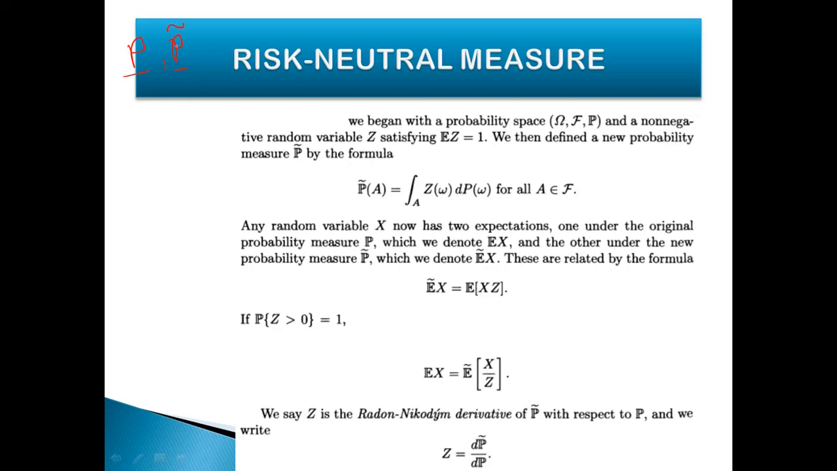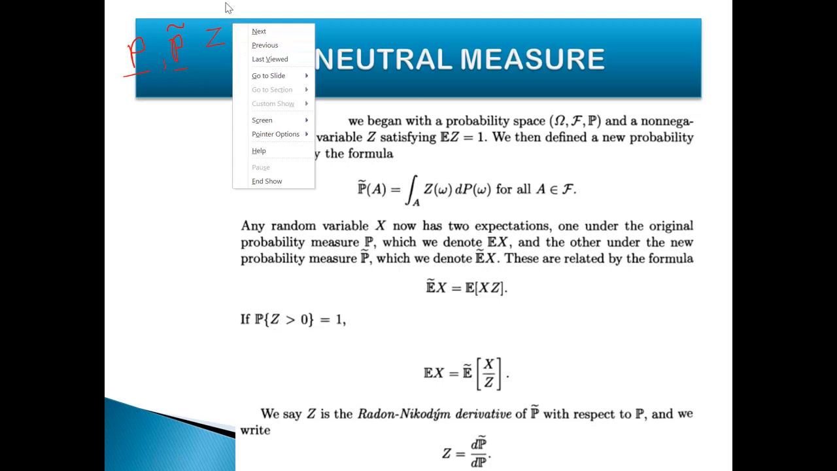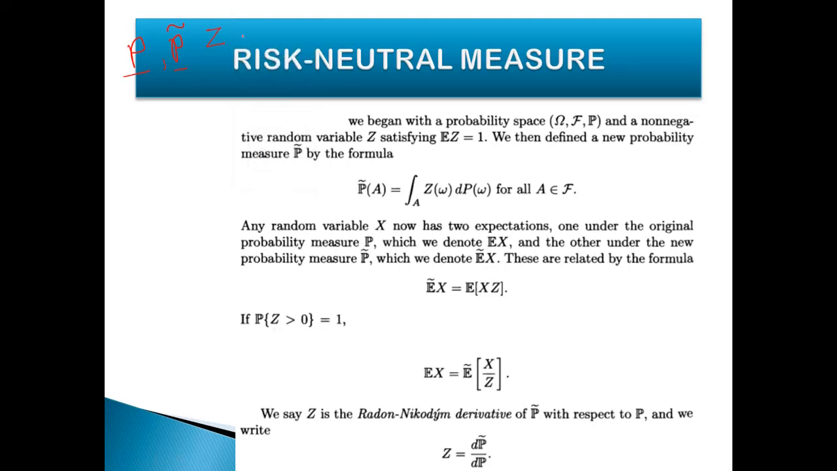After that, we need a relationship between them. So we define the Radon-Nikodym derivative Z, so that Z of omega is equal to P tilde of omega divided by P of omega. Once we have defined this Z, this is the relation between P tilde and P, and we also found that the expectation of Z is equal to 1. We proved all this.